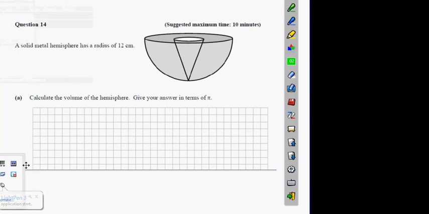The following is a solid hemisphere of radius 12 centimeters. Calculate the volume of the hemisphere. Give your answers in terms of pi. Liam, what question do you have?